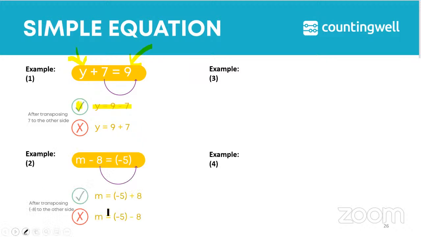Let us see second example. Here we are transposing minus 8 to RHS. So minus 8 will become plus 8 and not minus.